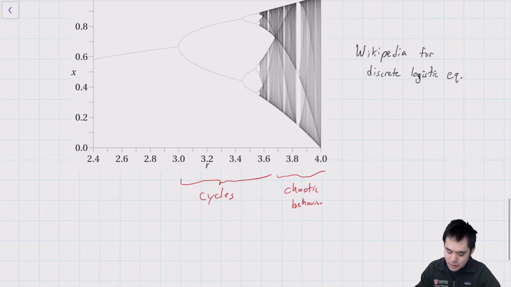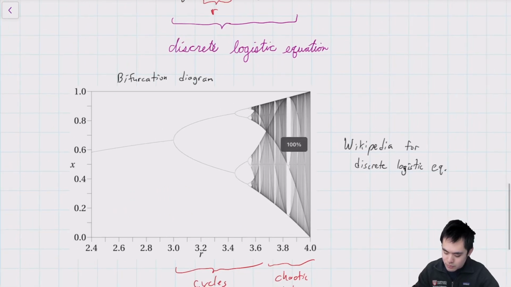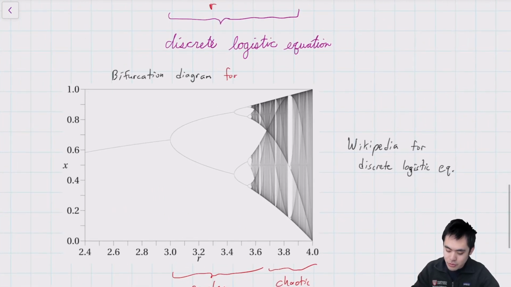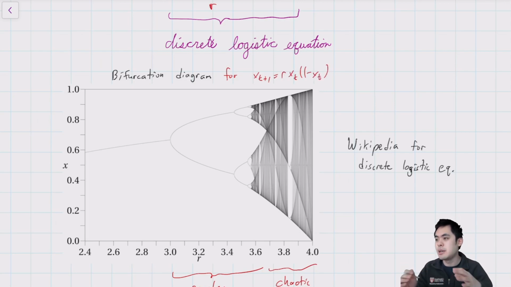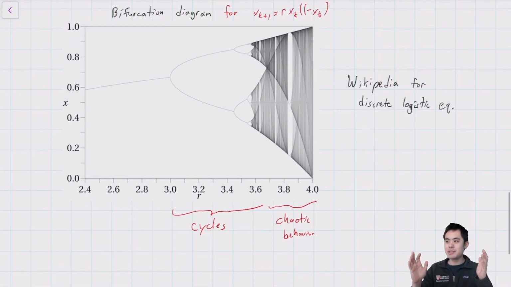Let me zoom in. This is for x sub t plus 1 is equal to r times x sub t times 1 minus x sub t, where I've just listed out all the stable equilibria, cycles and 2 cycles, as well as things like chaotic behavior. Okay, so at this point, you should understand that simply because you can write down a model doesn't mean that it's a good model. So let's take a moment and step back and try to understand what is going wrong here.